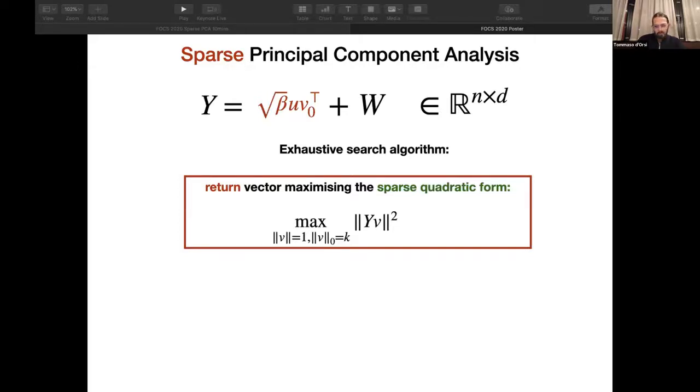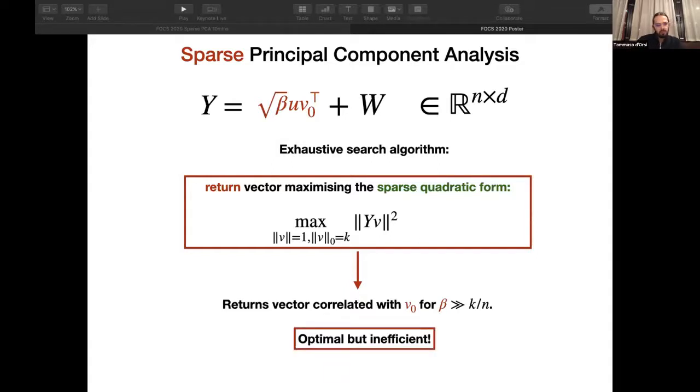So this approach works very well in the sense that we need the signal to be larger than k over n. K here is the sparsity. And let me just say that I wrote much larger than k over n to avoid logarithmic terms. There are many interesting questions about them, and you also find results about them in this paper. I don't have time to discuss those. So this is optimal, but of course it's inefficient, brute force, and it's exponential in k.